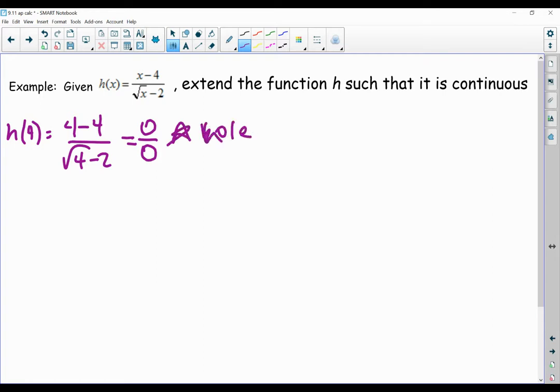That's my clue that this is a hole. There we go. Now I know that I can plug that hole and extend the function, making it a piecewise function so that it's continuous everywhere. Now the question is, how do we do that?